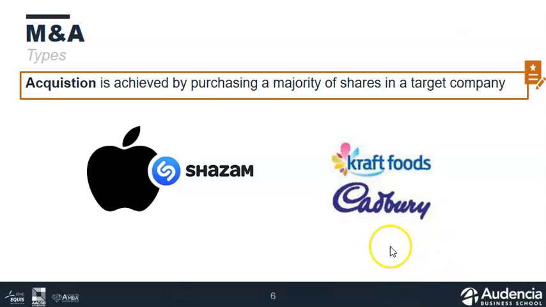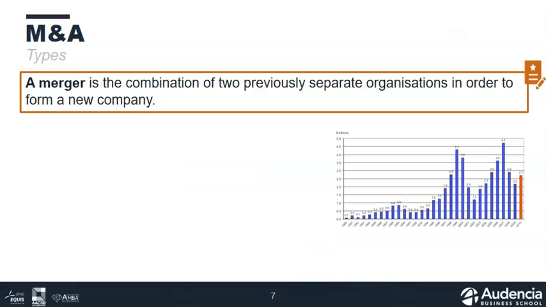In general, as I mentioned, the acquiring company is typically larger than the company being acquired. That's what we often see in acquisitions. Now, a merger, as I mentioned in the diagram originally, is the combination of two previously separate organizations in order to form one new company.